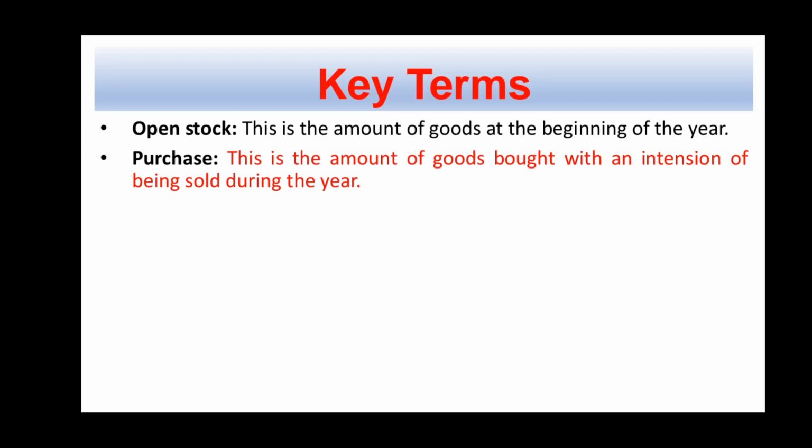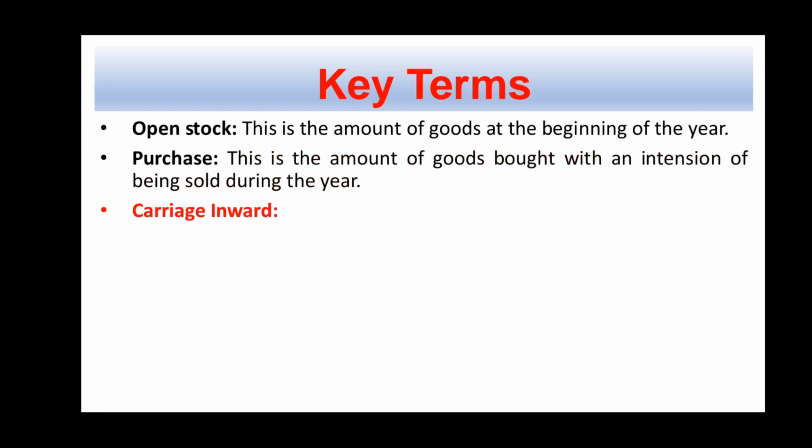So any items bought with the intention of being sold, that is the usual dealing of the business. For example, when a car dealer purchases vehicles, those vehicles will be regarded as purchases in account. When a car dealer purchases a table, meaning an office table, that table is an asset. It will not be regarded as purchases. That's what this definition is trying to clarify: anything purchased with the intention of being sold is what we regard as purchases.